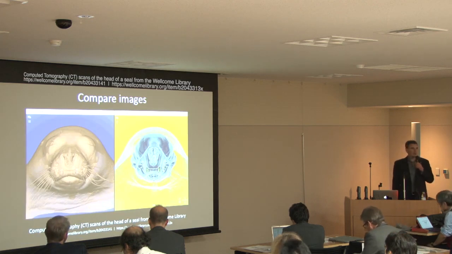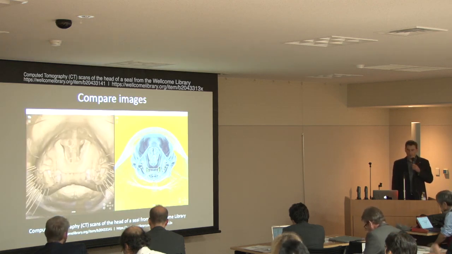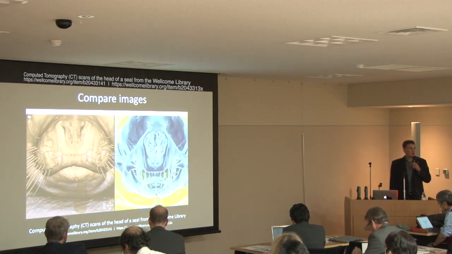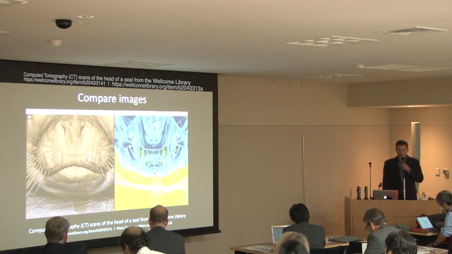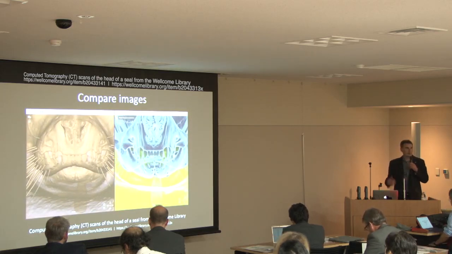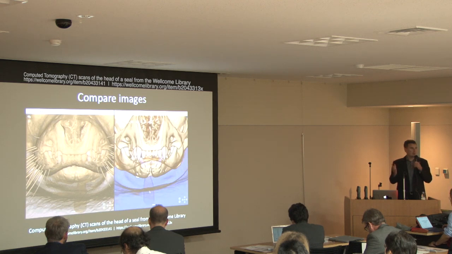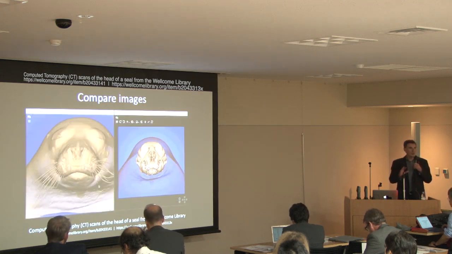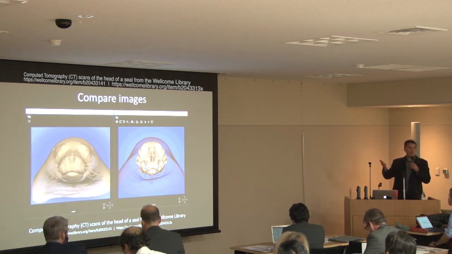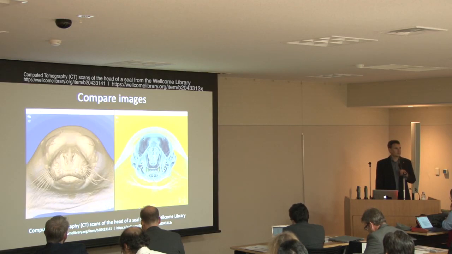This is an example of comparing images from the Wellcome Foundation, the Wellcome Trust. They deal with biomedical and life sciences information. In this case, these are computed tomography scans of the head of a seal. Using IIIF, you can bring up two images side by side and actually manipulate them, pan, zoom, and even invert the colors for finer detail and finer comparison.